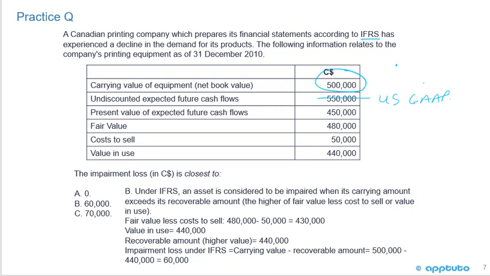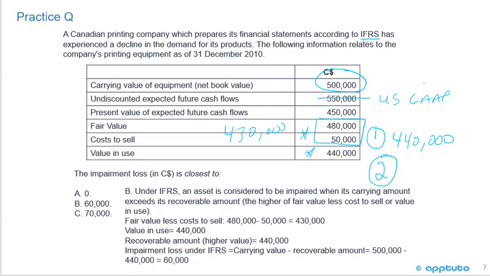That's what we're going to compare to the other numbers to determine whether the asset is impaired. Remember, I said for IFRS, it's a two-step process. The first step is you have to calculate the fair value less cost to sell, and compare that versus the value in use. Then you choose the higher number, not the lower. You can see here that the fair value less cost to sell is $430,000, and the value in use is $440,000, and you choose the higher. So that's step one. I'm choosing the higher, which is $440,000.